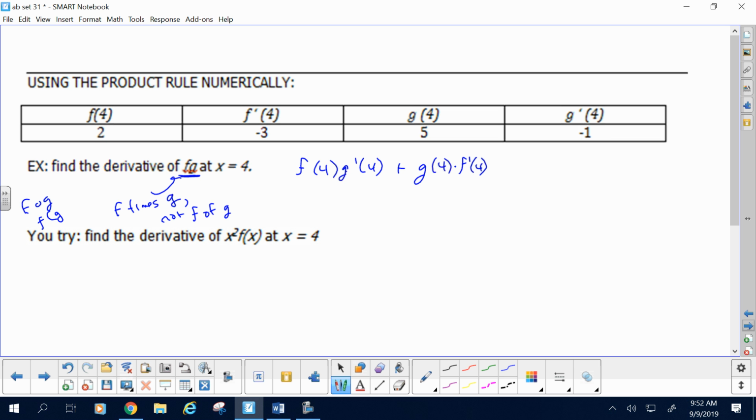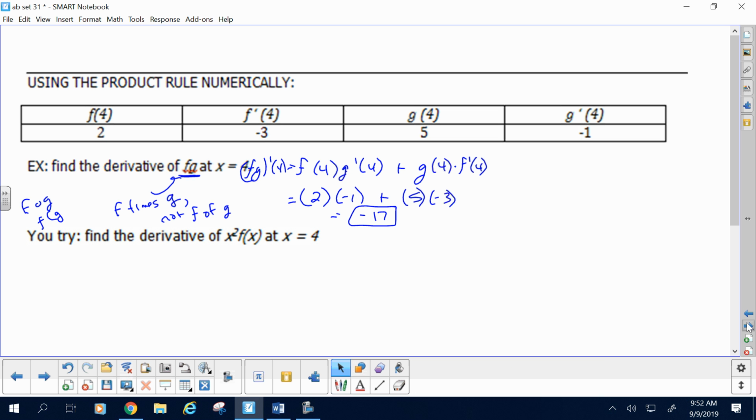So what is f at 4? 2. g prime at 4? -1. g at 4? 5. And f prime at 4? 3. Now we substitute in values, then we simplify. -2 minus 15 is -17. You with me? And that's fg prime at 4. Okay, would you try the next one?